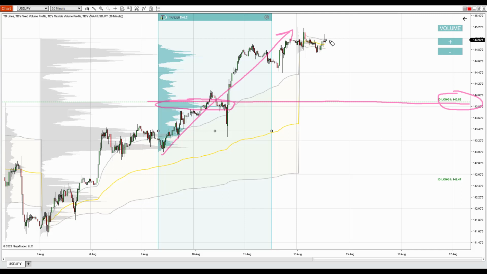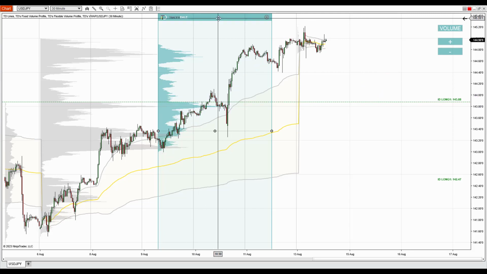Now, chances are that when there is a pullback to this level, the buyers from here will become active again. They'll want to defend this heavy volume zone and push the price upwards from there again. All right? Because this is clearly an important zone for those buyers. We can see that on the volume profile.